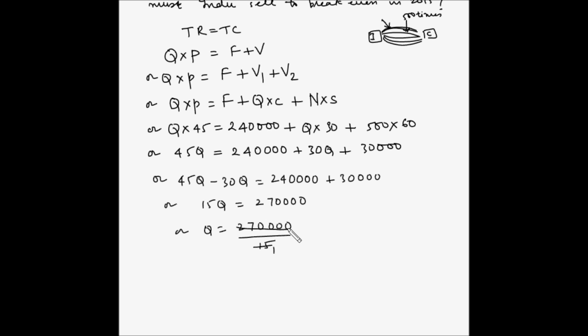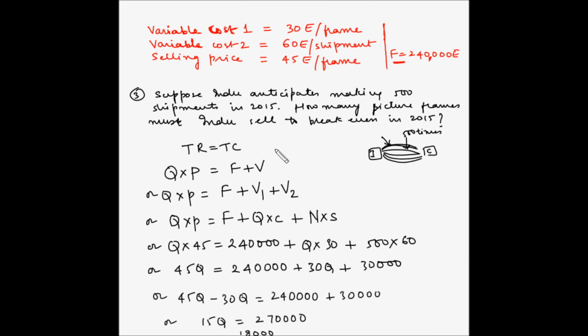So 15 ones are 15, then 27 minus 15 is 12, so 12 carry over. So we have to divide 120 by 15. So 15 8s are 120. So 8 and then these 3 zeros. So Q is equal to 18,000 frames. So Indu has to sell 18,000 frames in order to break even with 500 shipments.